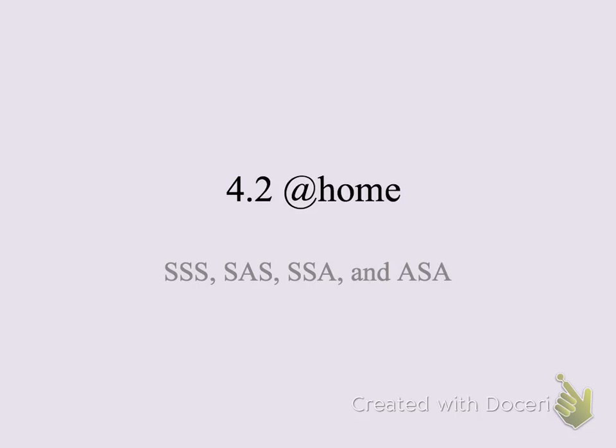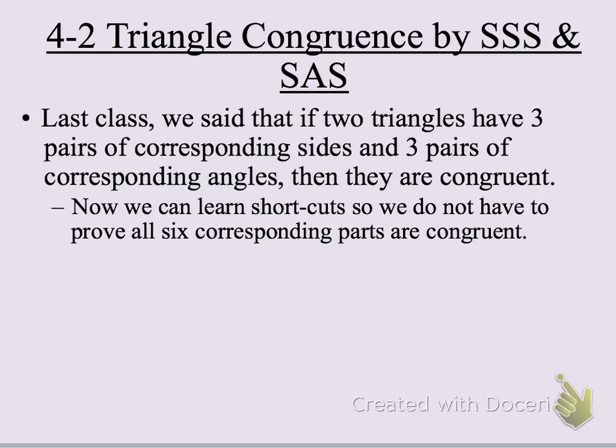So in this video we're going to be doing some shortcuts on how to prove triangles are congruent. So for two triangle congruence by side, side, side, and side angle side. Last class we said that if two triangles have three pairs of corresponding sides and three pairs of corresponding angles, they are congruent. So that means the three sides are congruent, and the three angles are congruent. Now we can learn some shortcuts so we don't have to prove all of the parts are congruent.